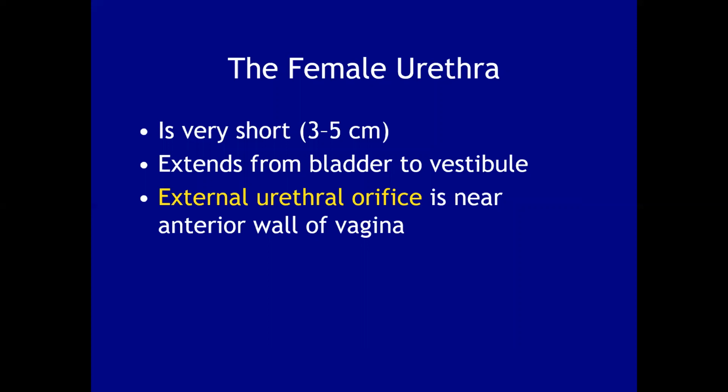The female urethra is much different. It is only 3 to 5 centimeters in length. It goes from the bladder to the vestibule, and the orifice is near the anterior wall of the vagina.